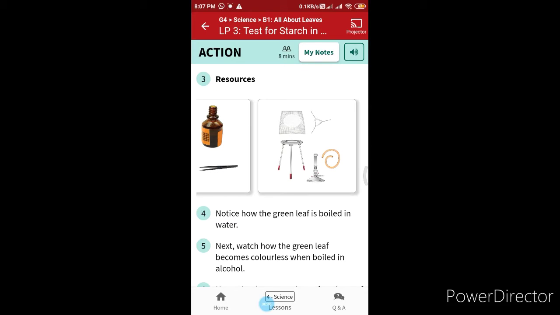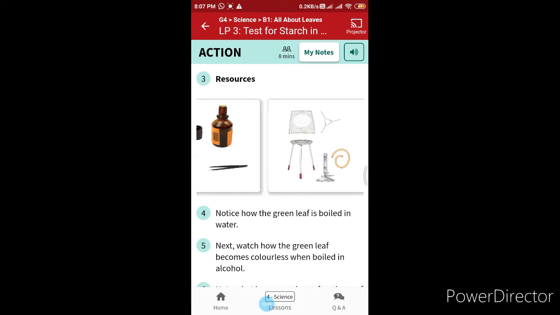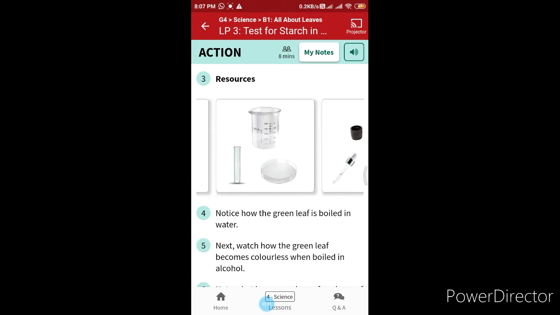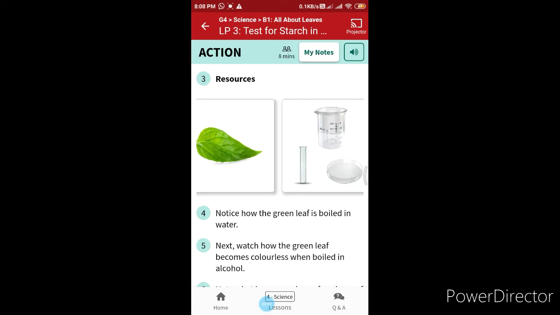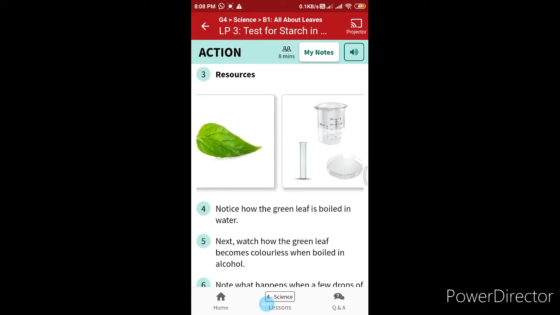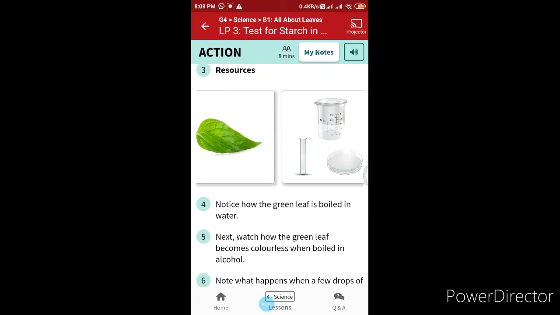And you also learned that leaves prepare food in the form of sugars, and they store the extra food in the form of starch. Yes? So in today's class, you are going to learn how to test for starch. I'm telling you that leaves store extra food in the form of starch. Then how do we prove that the leaves contain starch? To understand this, you can do one small activity.